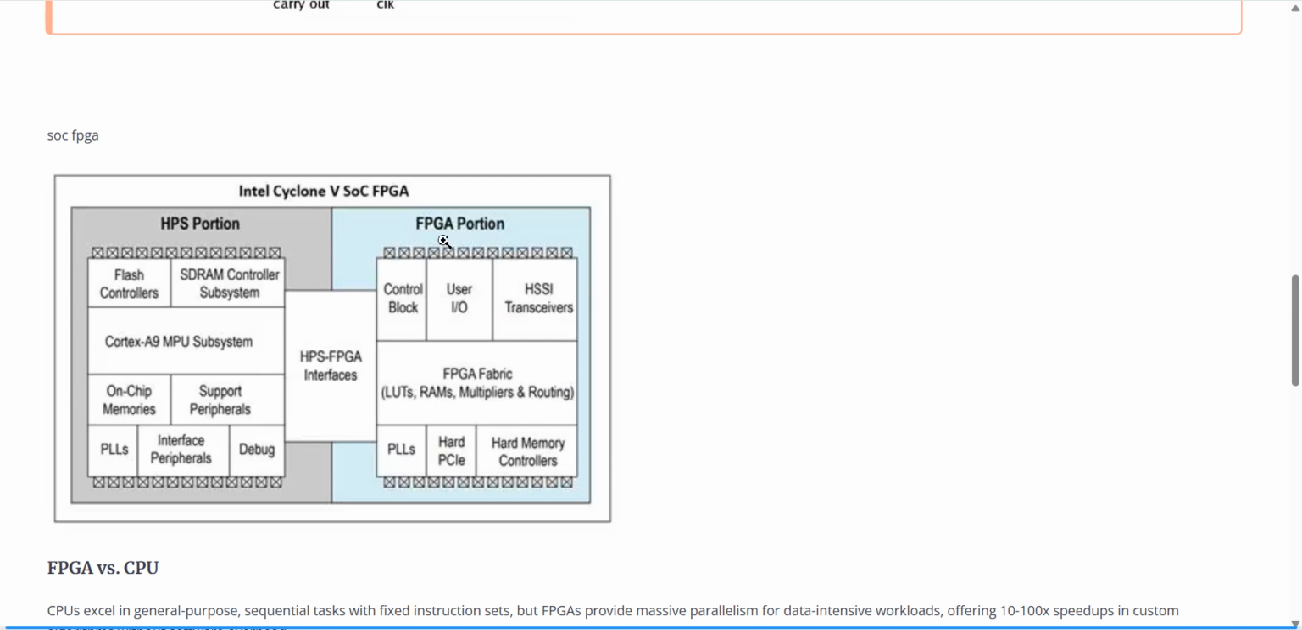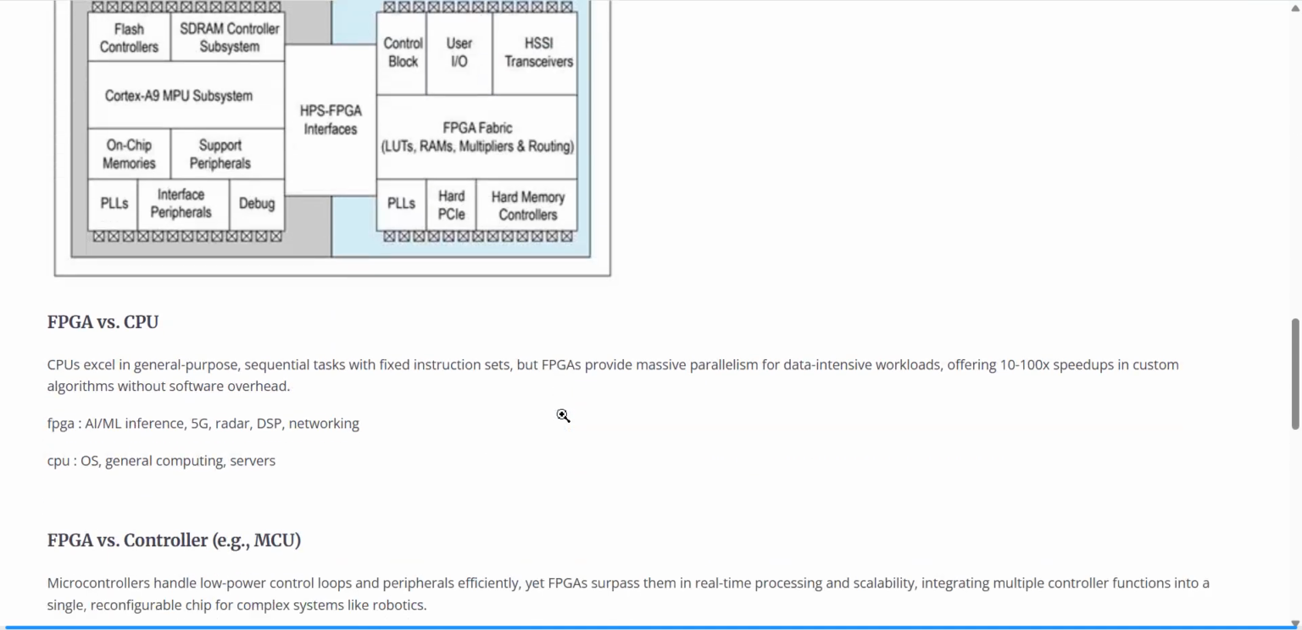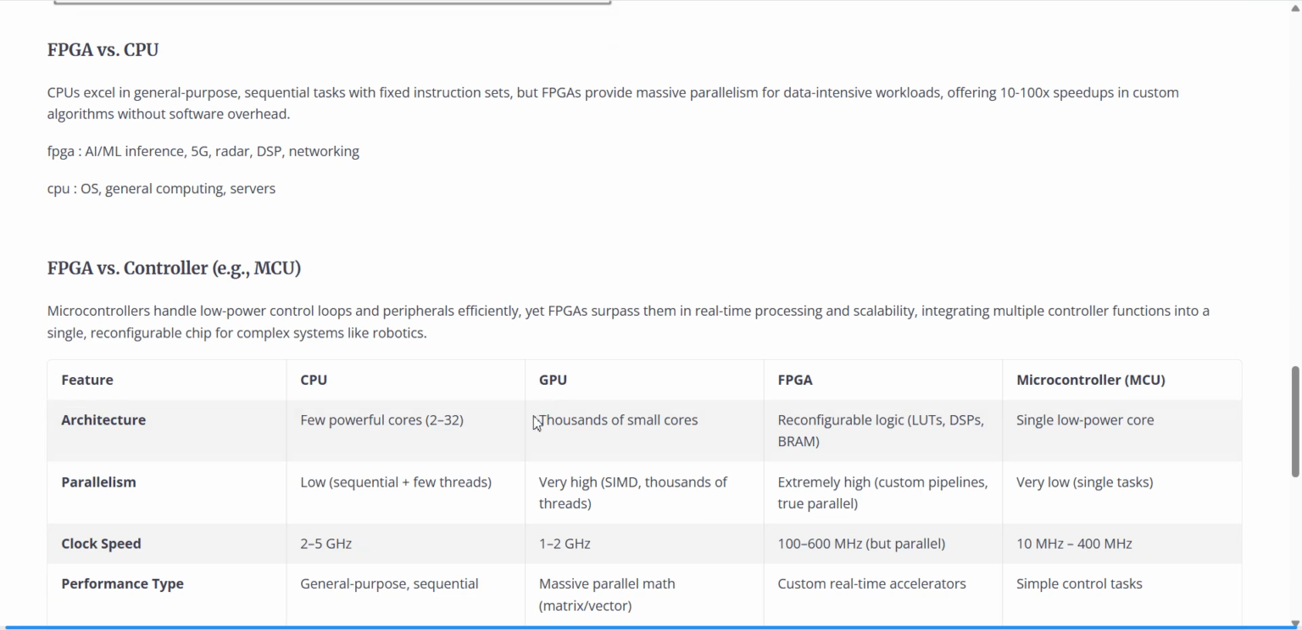The FPGA has the logic. There are custom-made IPs you can use, and you will use the VHDL, Verilog, and SystemVerilog languages for the FPGA fabric. So it will have LUTs, RAM, multipliers, and routing, all this. Now, FPGA versus CPU. What is the basic use of the FPGA? For AI/ML inference, 5G, radar, DSP, networking, space, defense, all these things, because it works in parallel. So the speed is very high compared to the CPU, which works for OS, general computing, and server systems.